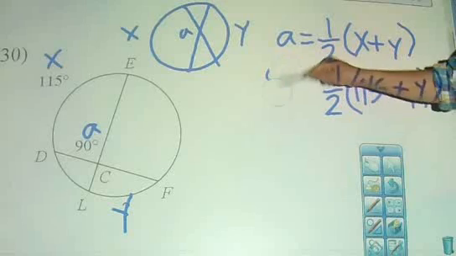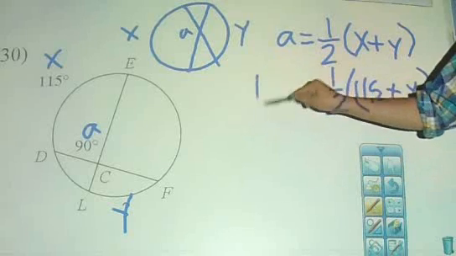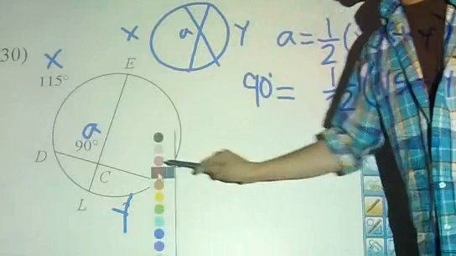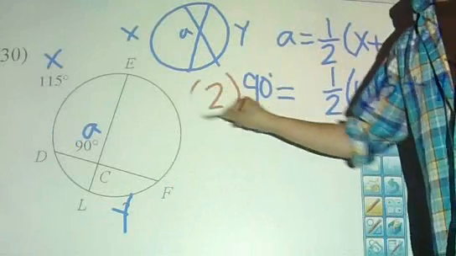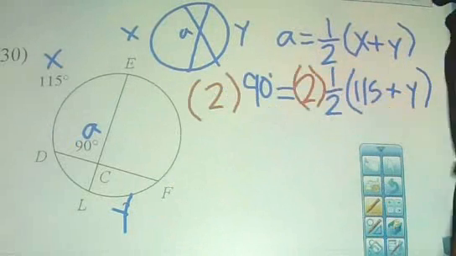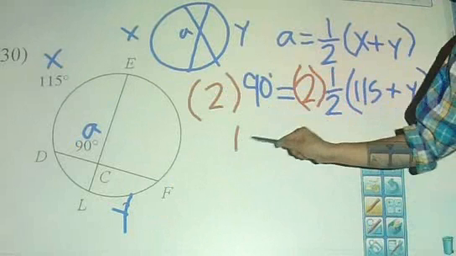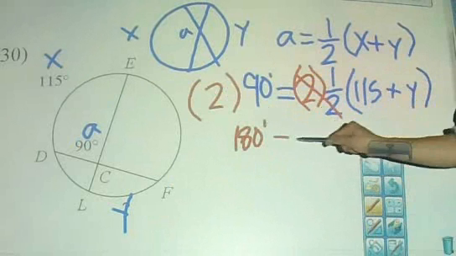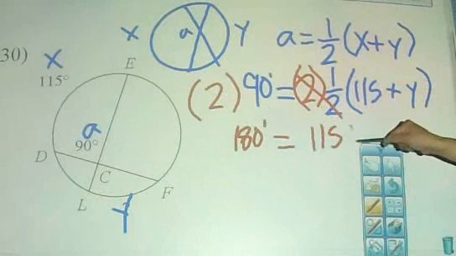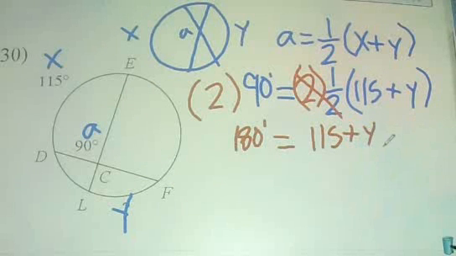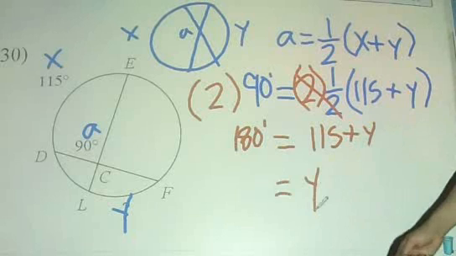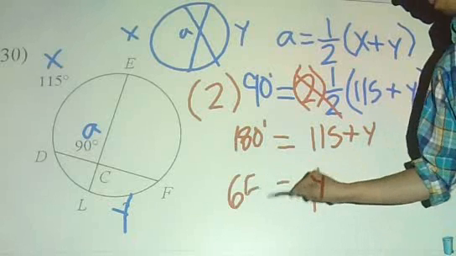I'm just going to give myself some room to work here so I don't take up too much space. All right, we're going to multiply both sides by 2. So this side times 2, that side times 2. Well, 2 times 90 is 180, right? And these 2's cancel out over here, and we just get 115 plus Y. So now all we do is take 115 from both sides and we're done. So we get Y equals 65.